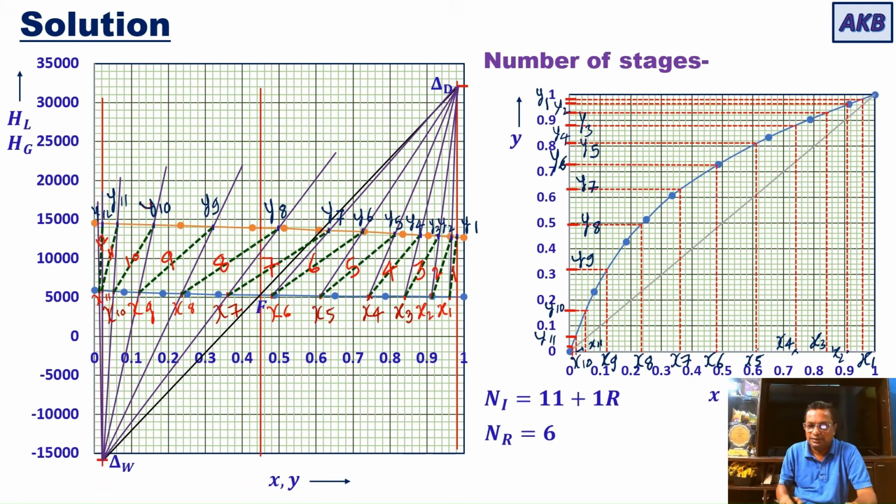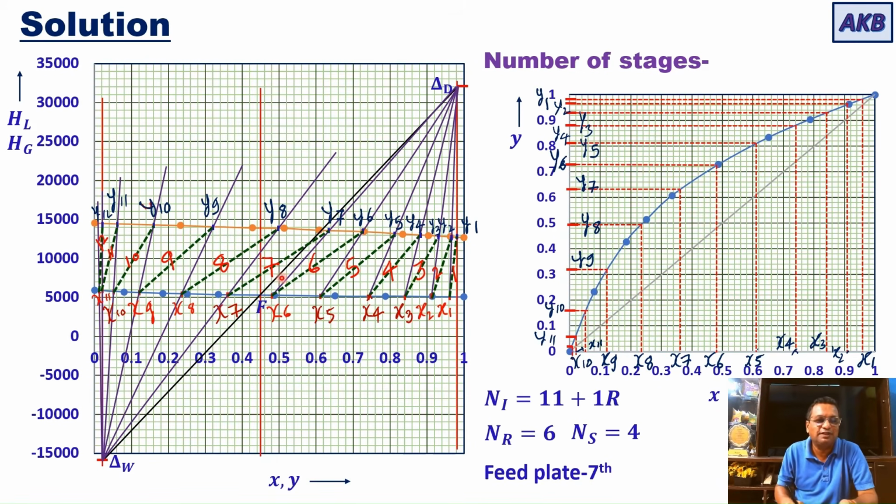And the number of stages in the rectifying section. That means tie lines before the line through delta W, F and delta D. So there are 6 stages, 1, 2, 3, 4, 5 and 6 before this line. And the number of stages in the stripping section, the remaining stages, 1, 2, 3 and 4 stages, and one is the reboiler. And the feed is the 7th plate.